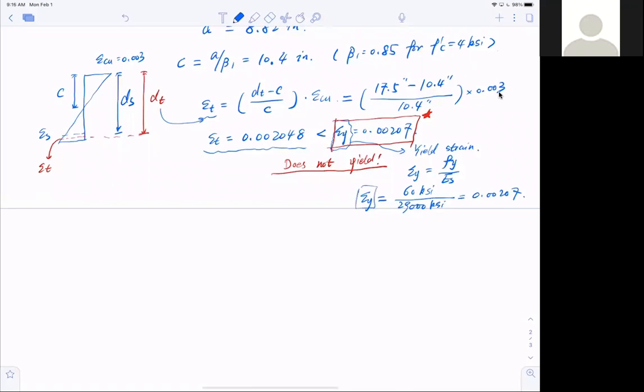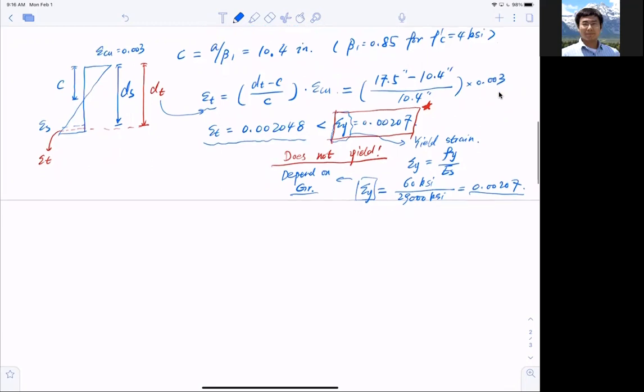Okay, so let me just write down here. This depends on the grade. For grade 60 it is this number. For grade 75 it's a different number. Be careful. This is actually a good question. All right, so let's come back.